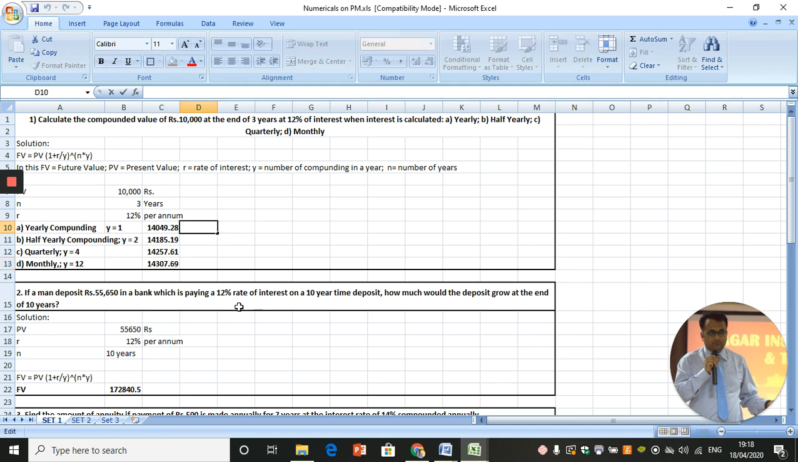If you look into this, the yearly compounding amount is less than the half yearly compounding amount. Half yearly compounding amount is less than quarterly compounding amount. Quarterly compounding amount is less than monthly compounding amount. So what we get from this is the more frequently we compound, the more will be the amount. This is known as the power of compounding.